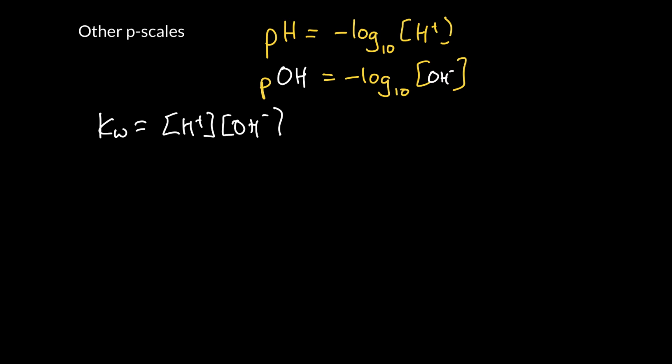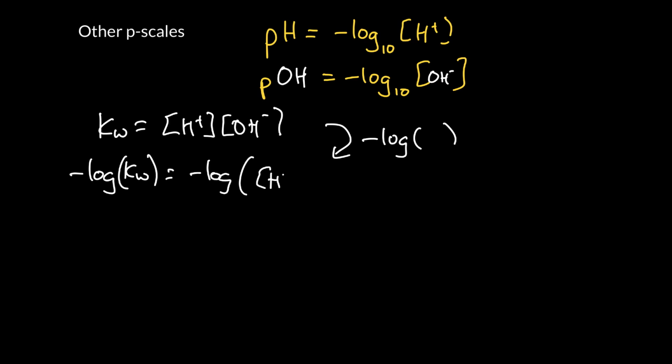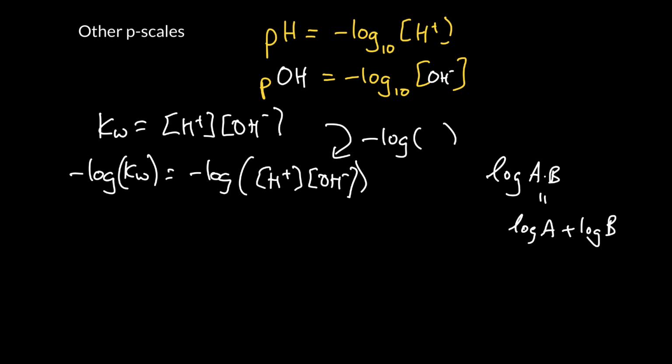And if we take the negative logarithm of both sides of that equation, we get negative log Kw is negative log of this whole mess here, H plus times OH minus. Now, through properties of logarithms, we know that the log of A times B is the same thing as the log of A plus the log of B. In fact, logarithms were invented as a way to make multiplication turn into an addition problem.